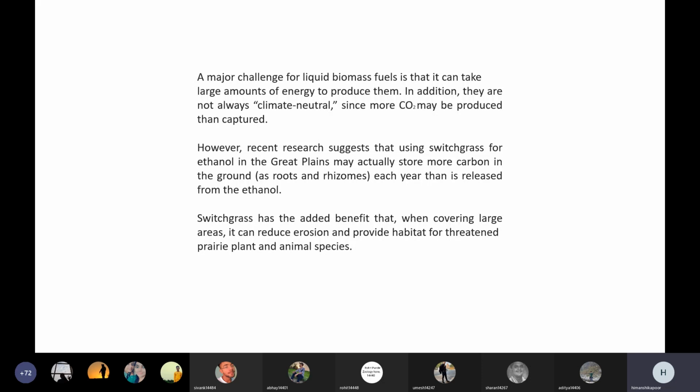And another point I would like to add here is that biomass is also a carbon sink. It is storing carbon. So when we are using biomass, when we are simply burning it, again we are releasing that stored carbon into the environment. So that is a major challenge when we use biomass as fuel.